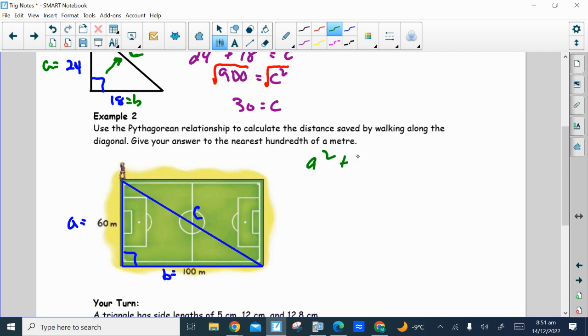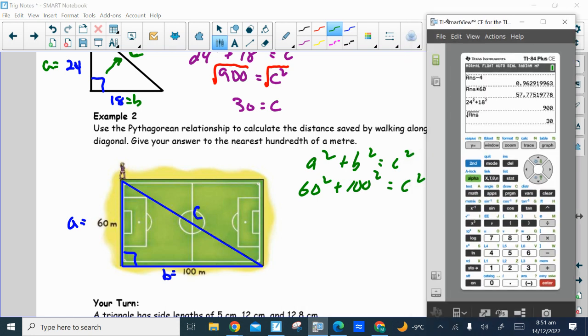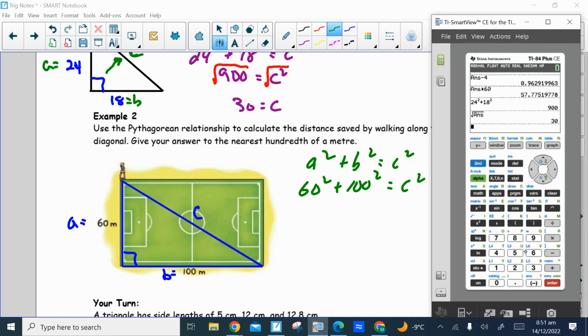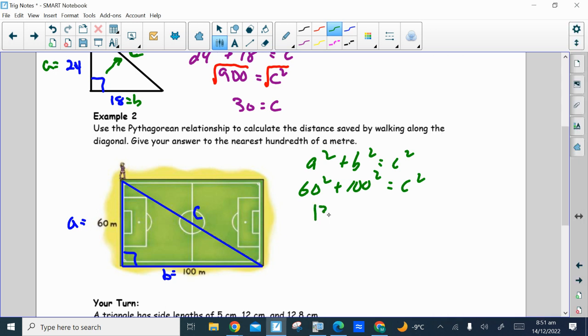So again, the Pythagorean theorem says that a squared plus b squared equals c squared. We said that little a is 60 and little b is 100. We could switch those two around, it wouldn't change the answer. 60 squared plus 100 squared is the same as 100 squared plus 60 squared. But now we will find out what c squared is by putting the left side into the calculator. We'll get 13,600.